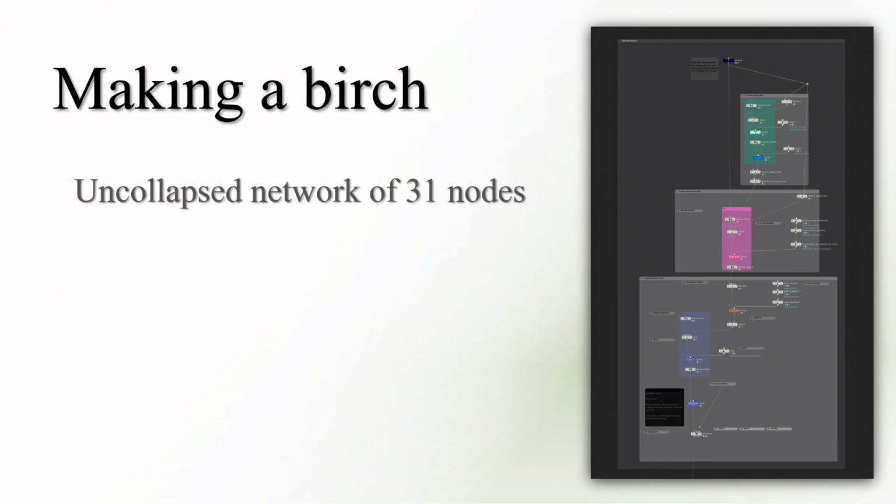This is the node network that this birch was, an uncollapsed network of 31 nodes. So it's very clean that you can work with. You don't need that many nodes to get very, very complex and interesting behaviors.